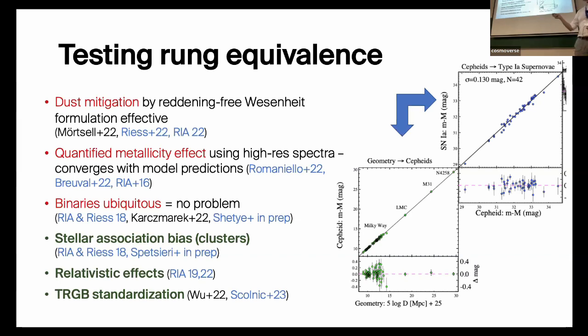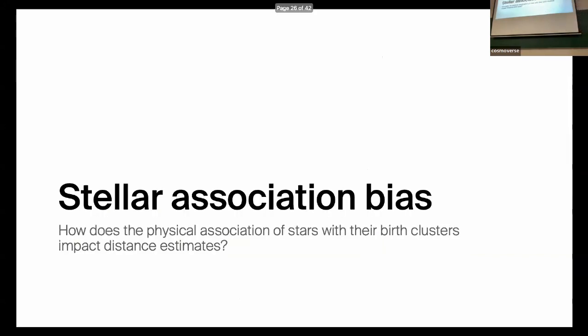And as Adam mentioned, there's lots and lots of work that's already gone into this, how to get rid of the dust problems, or even the metallicity effect is very recently clarified. Binaries were discussed as a possible source of worry for a while, but they're really not a problem. There's some very good work on this. Today I will briefly mention three things, one being something we like to call stellar association bias, some relativistic effects, and then the TRGB standardization.